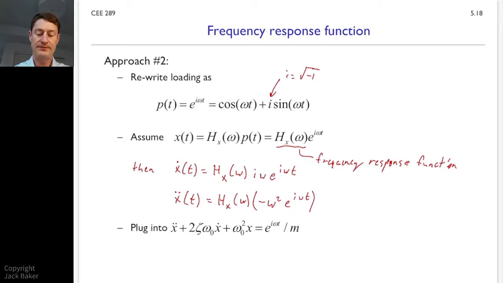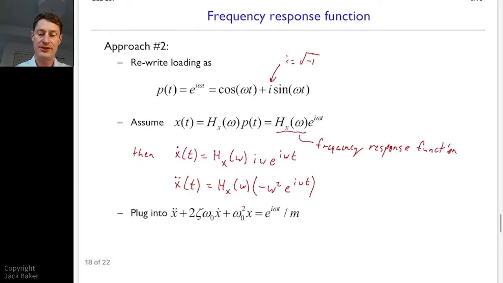Okay, so there's my x of t that I've assumed, the functional form, and then the first and second time derivatives. Okay? So I'm going to take those three results and plug them into my differential equation. Right? So where I have an x double dot, I'm going to substitute in this term that I've just solved for with my derivative. Where I have the x dot, I'm going to plug in the x dot term I solved for. And where I have the x, I'm going to plug in just the frequency response function times e to the i omega t. Okay? And what I see is that every term on the left-hand side has the frequency response function, and every term has the e to the i omega t.